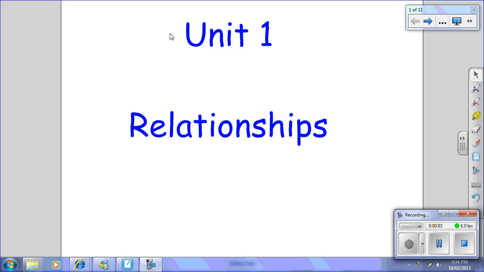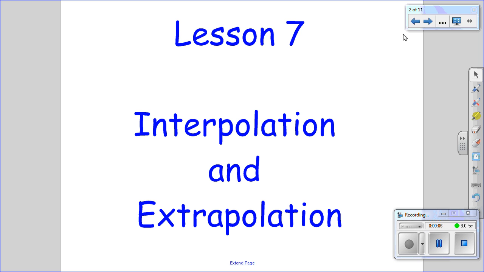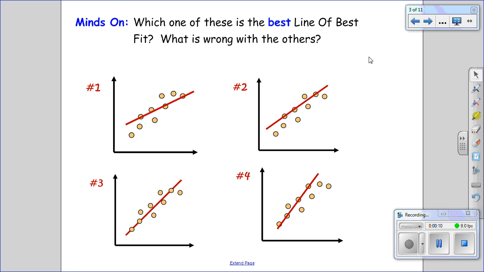relationships, and interpolation and extrapolation. We're going to be starting to look at interpolation and extrapolation, but the first thing we have to be very good at is understanding what a line of best fit is.